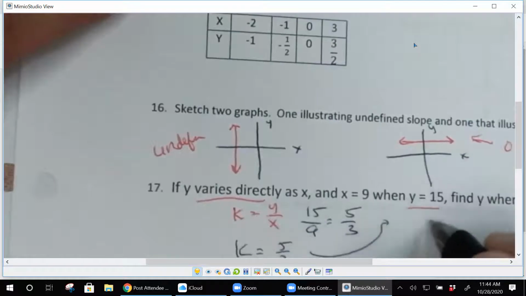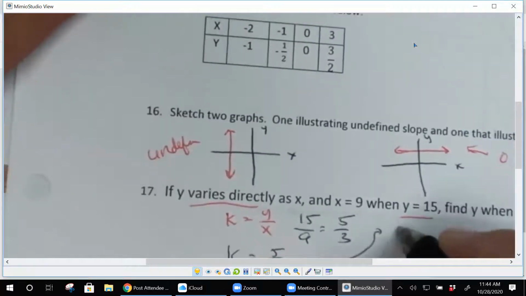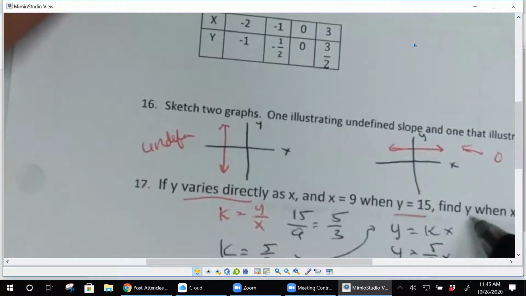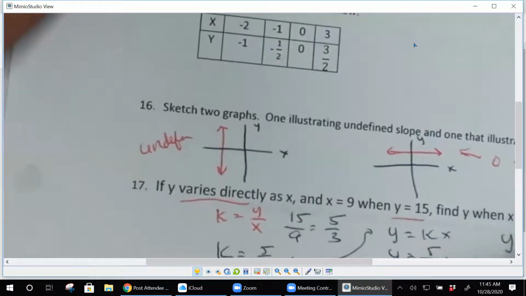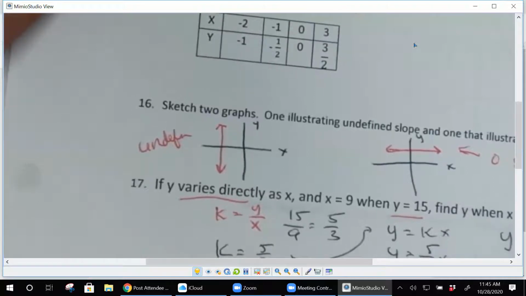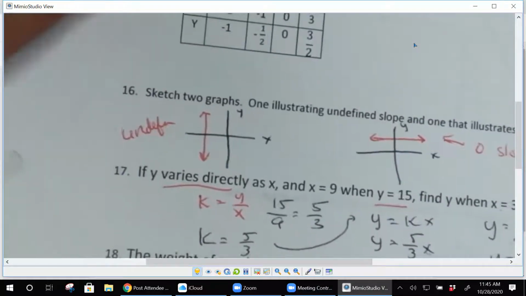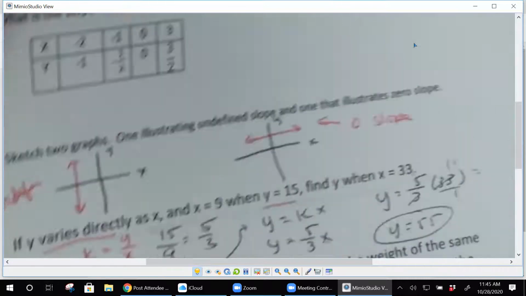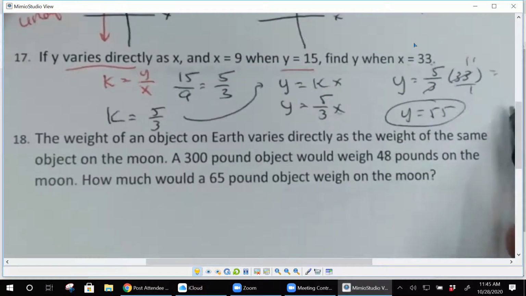So I'm going to go ahead and put it in my equation. And so my equation is y equals kx. And since k is 5/3, I'll put 5/3 x. Now, the second part says find y. So we don't know what y is. We do know what k is, but x is 33. So I'm going to put a 33 where there was an x. And then I just kind of multiply across. I can do that if I want to, or I can cross cancel, reduce, and that will give me y equals 55. So that's nice. So y would be 55.